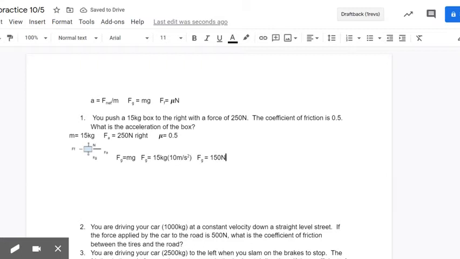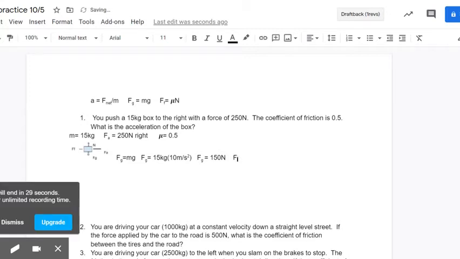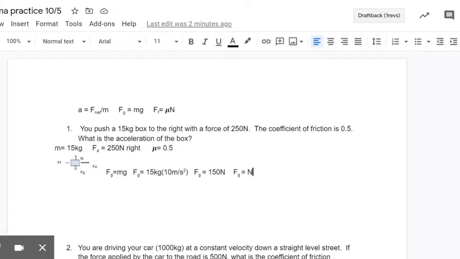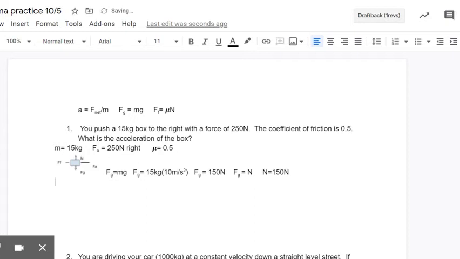Now, why did I do that? Because my force of friction has a normal in it, and I know in my drawing, my FG is equal to my normal. Okay, so because my FG equals my normal, I can simply say that my normal is now 150 newtons. I wanted to find my normal because I need it for my force of friction. So now I'm going to copy my force of friction equation, and that would be my next step.